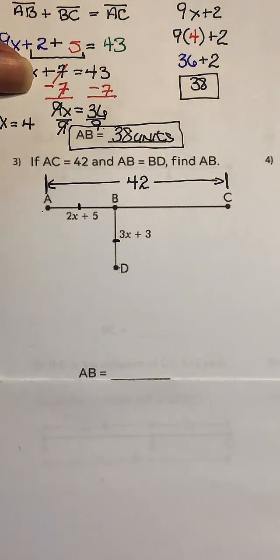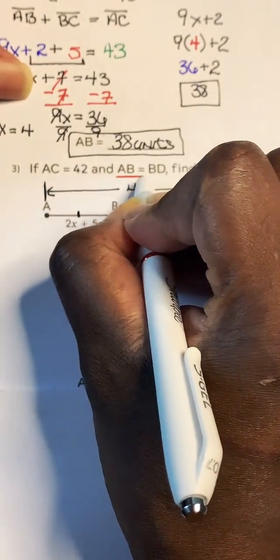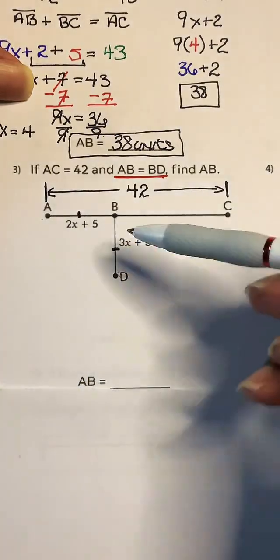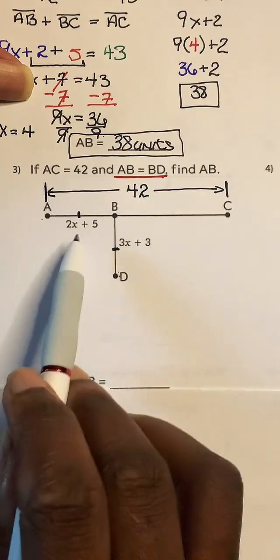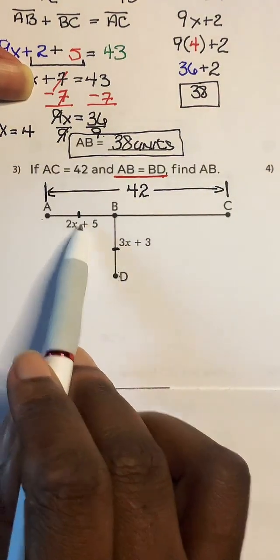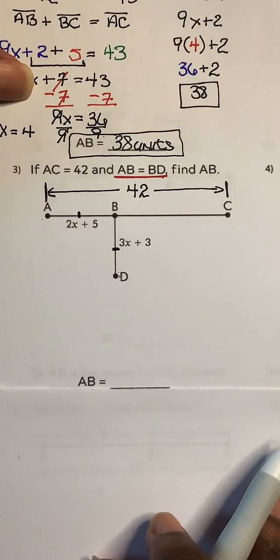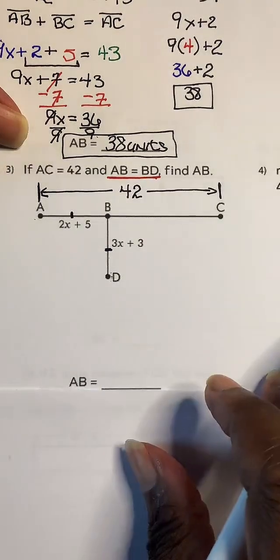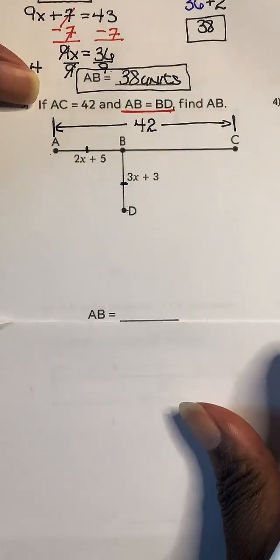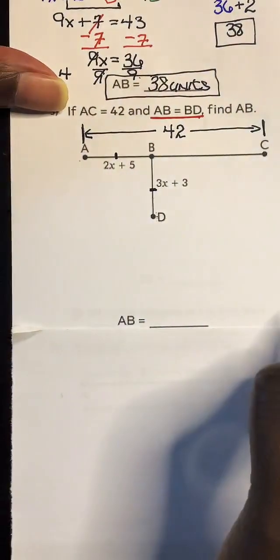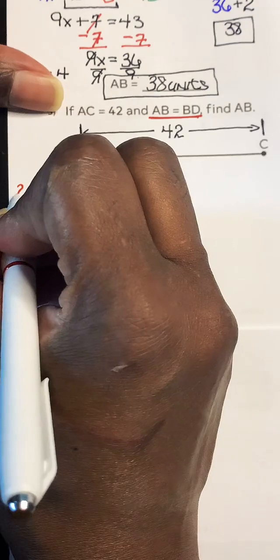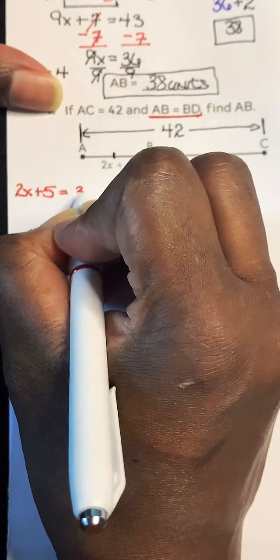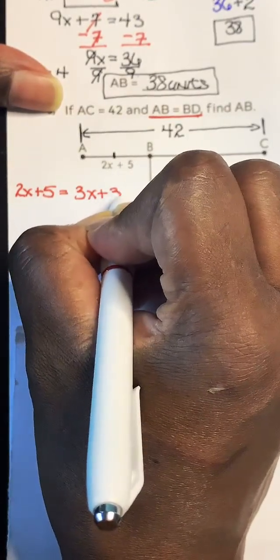But the key part of this is this part right here. They're saying that AB is equal to BD. So that means these two sides are going to be the same length. Since they're the same length, we need to know what x is. So why not make them equal to each other? I'm going to put it over here. So we have 2x plus 5 equals 3x plus 3.